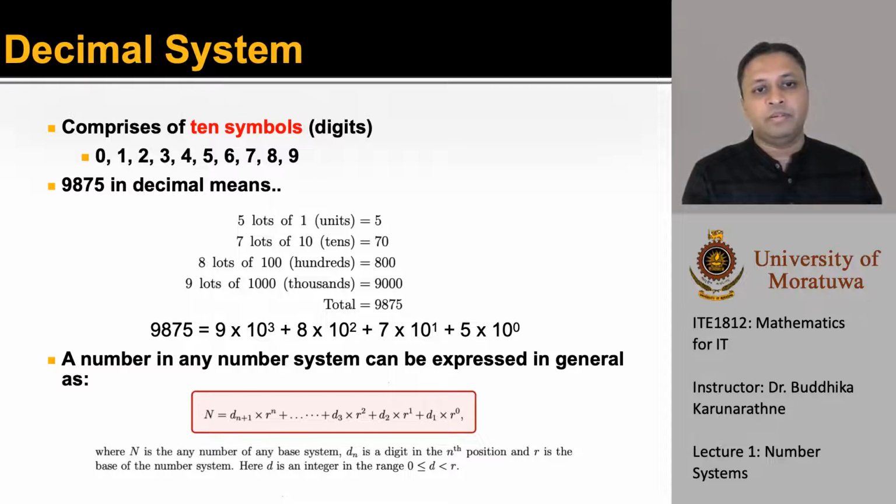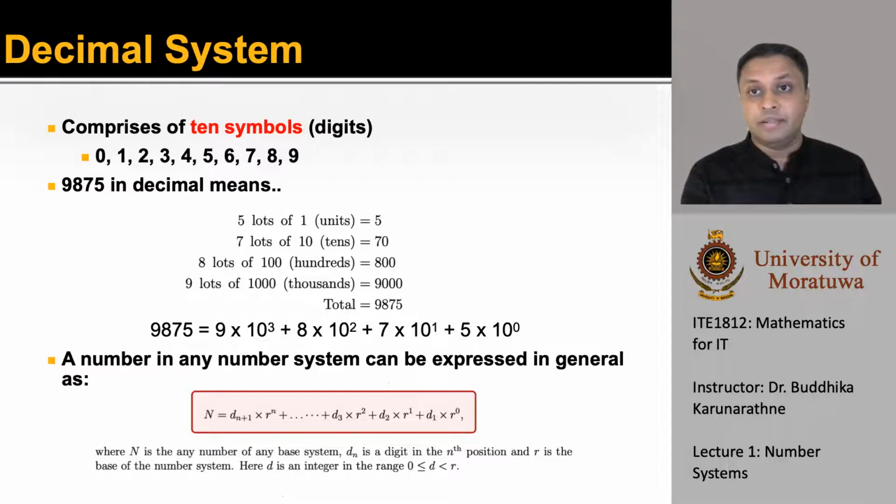This can also be represented in this form. The number 9,875 is equal to 9 times 10 to the power 3 plus 8 times 10 to the power 2 plus 7 times 10 to the power 1 plus 5 times 10 to the power 0. So this is for that example.